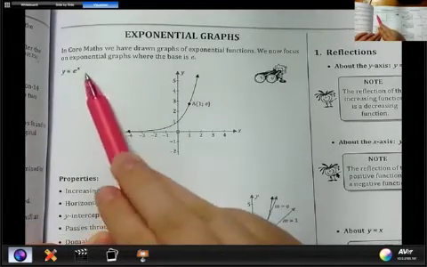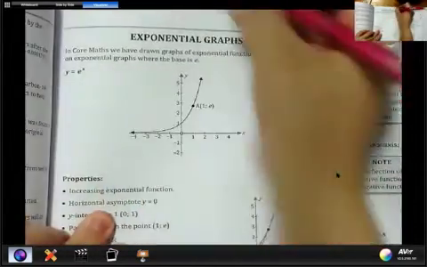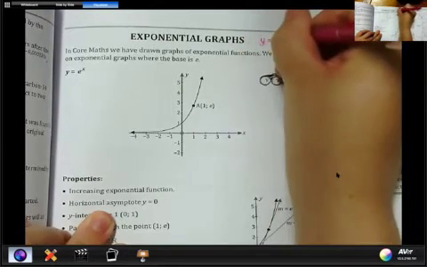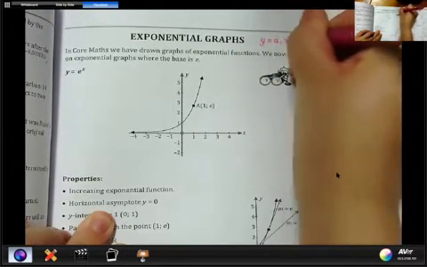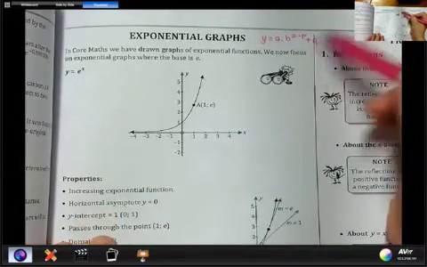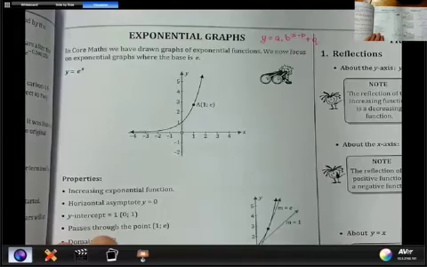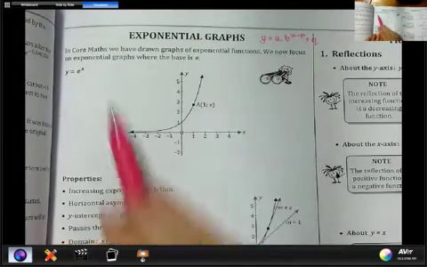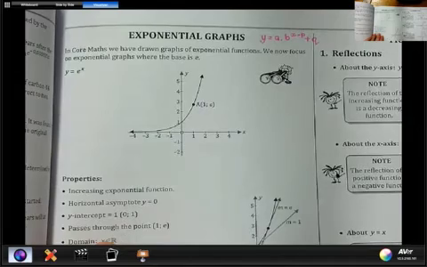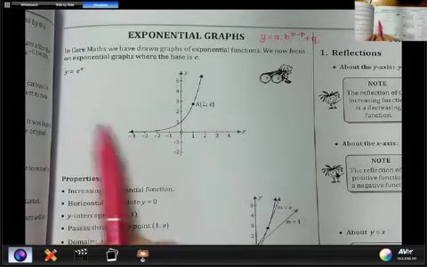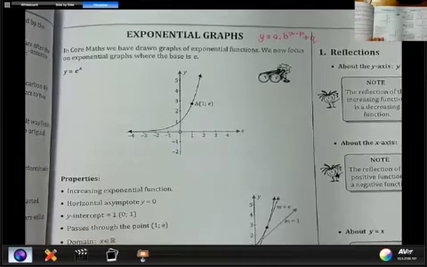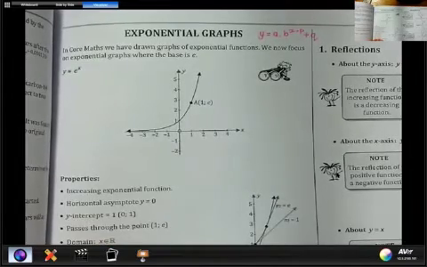You don't have a q value there. Remember that the standard form of exponential graphs is y equals a times b to the power of (x minus p), plus q. And q is always your horizontal asymptote. All right, so now, if there's no q value written there, then our horizontal asymptote is actually just going to be y equals 0, which is the x-axis.